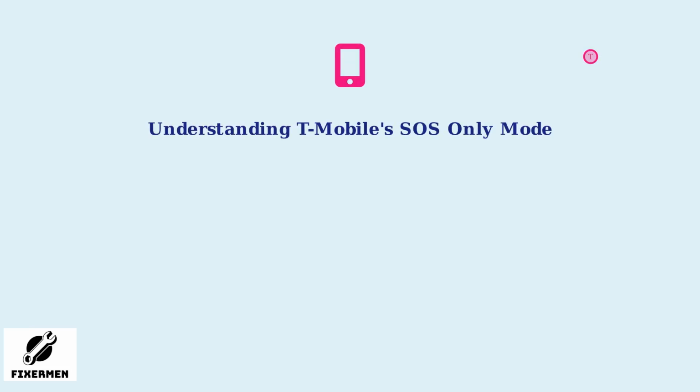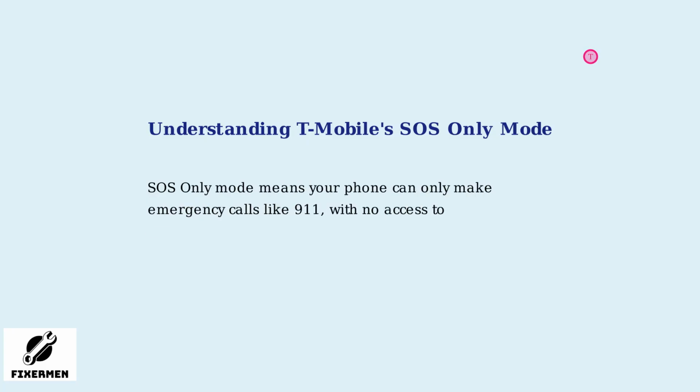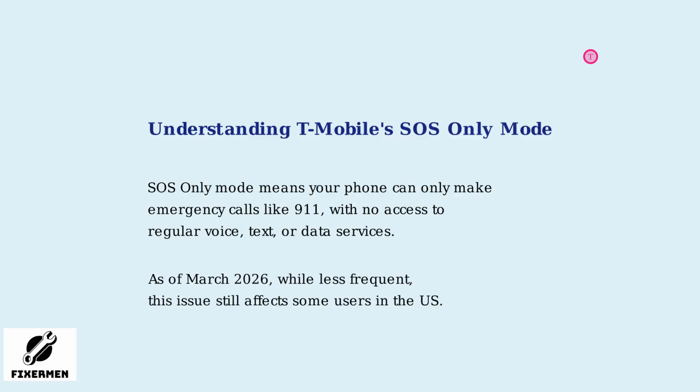Experiencing SOS only on your T-Mobile phone means you can only make emergency calls, losing regular call, text, and data service. This mode activates when your device cannot connect to T-Mobile's cellular network for standard services. As of March 2026, this issue, while less frequent, still affects some users in the United States.